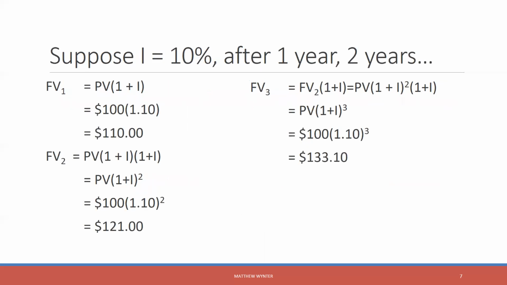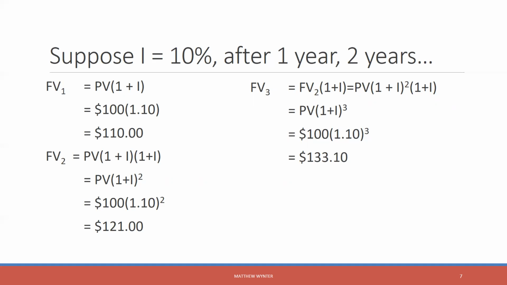Okay, so let's do some numerical examples. Suppose the interest rate were 10%. After 1 year, we would have a future value of 110. After 2 years, we would have a future value of 121. After 3 years, we would have a future value of 133.1, so on and so forth. So it just keeps going and going and going.